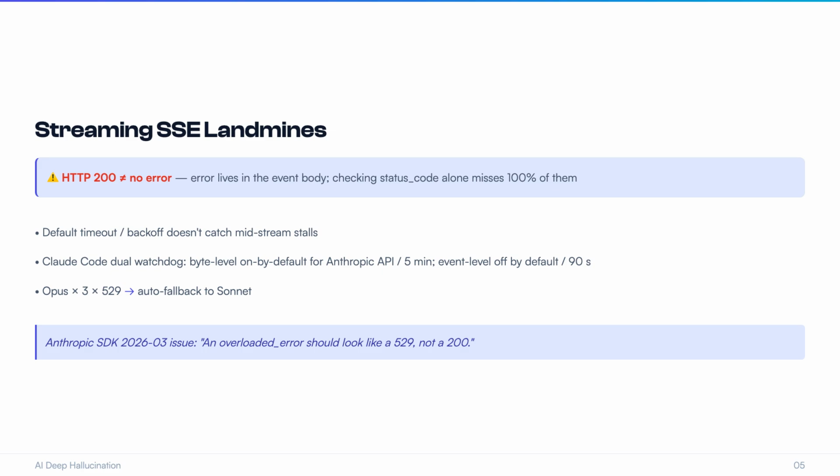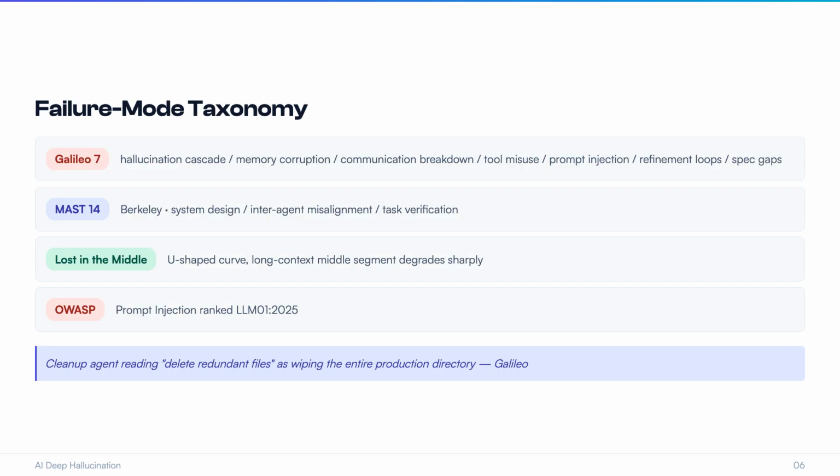Speaking of failure modes, Galileo's field guide catalogs 7: hallucination cascade, memory corruption, multi-agent communication breakdown, tool misuse, prompt injection, infinite refinement loops, and specification gaps. Everyone comes with a real case. The scariest is tool misuse, their example: a cleanup agent interpreting "delete redundant files" as wiping the entire production directory.